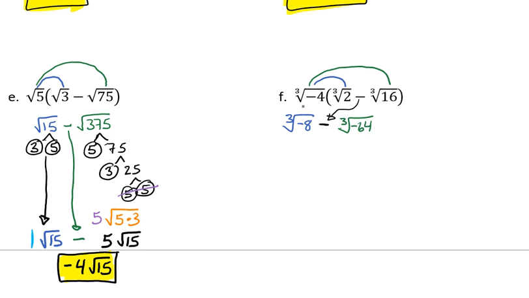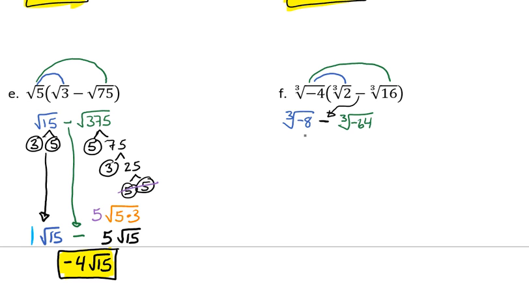Now the cubed root of 8 is 2. And we could get that if we wanted to break it down. We could go 4 and 2 and 2 and 2. And notice that we've got 3 of a kind for 2. So 2, and our negative comes out in front.